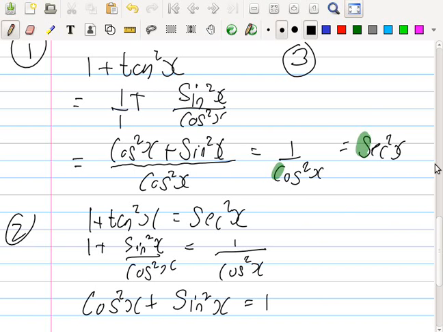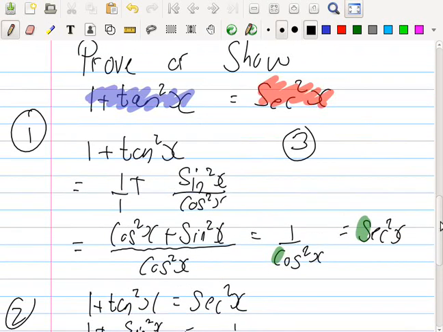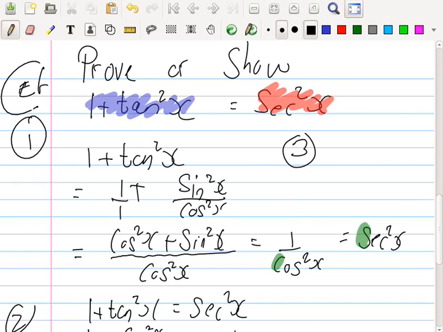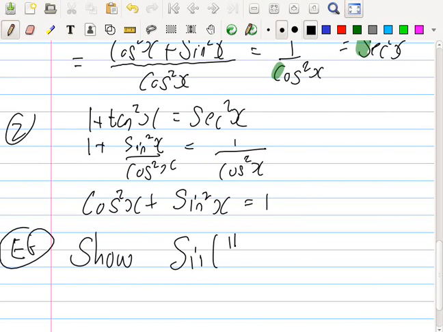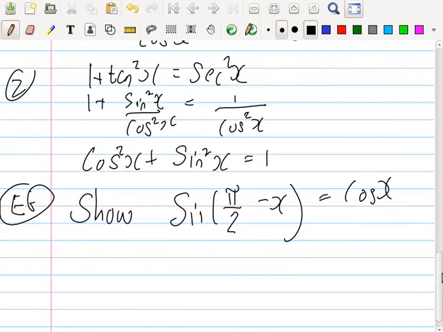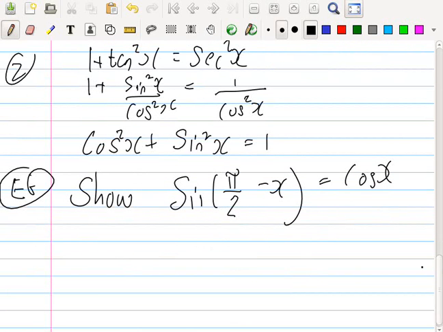Okay. Next example. So that's the first example. Next example. Show that sine of pi over 2 minus x equals cos x. So for me, what do you think would be the easiest one here? To start at sine and go to cos, start at cos and go to sine, or take both together?